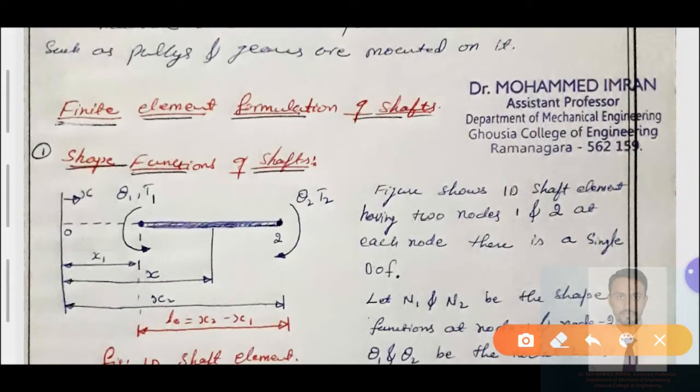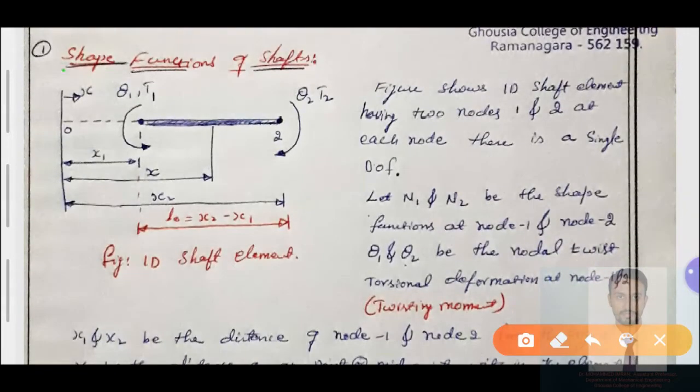After the shaft element, we have the first bit in this chapter: finite element formulation of shaft. Two bits are there. One is the shape function of the shaft, and the other is the elemental stiffness matrix for a given shaft element. First I will take the shape function of the shaft and derive it, then we will go with the elemental stiffness matrix.